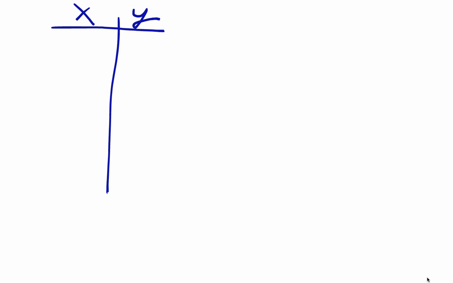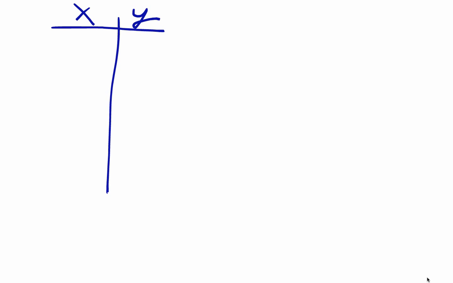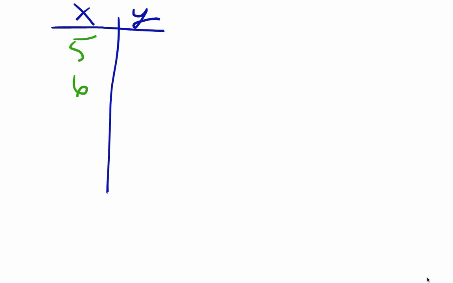I'm going to go back to my previous slide here. What you're going to do then is take 2 points, x coordinates to the right. So since this was 4, I'm going to take 5 and 6. And I'm also going to take 2 points to the left of it, 3 and 2. And I'm going to put those in my table. Alright, so I got my points.